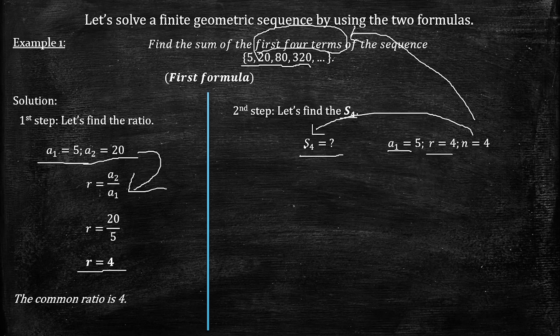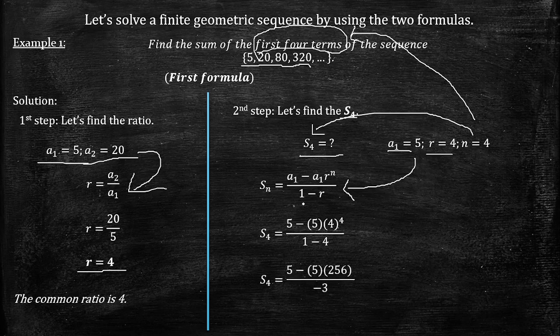Then, after makuha yung given, let's copy the first formula. Again, the first formula is S of n is equal to a sub 1 minus a sub 1 times r raised to n divided by 1 minus r. After copying the formula, let's substitute the values. So, it will become S of 4 is equals to 5 minus 5 times 4 raised to 4 divided by 1 minus 4.